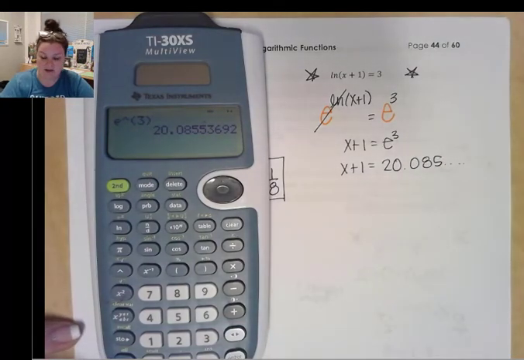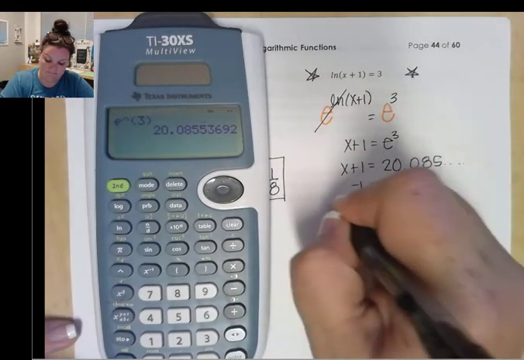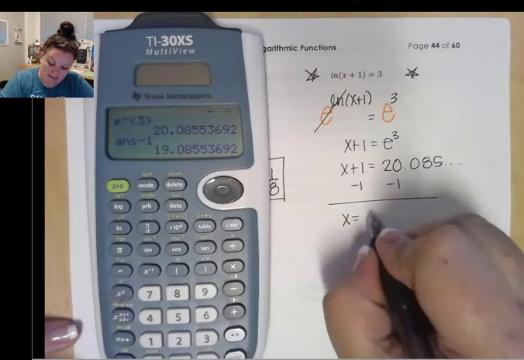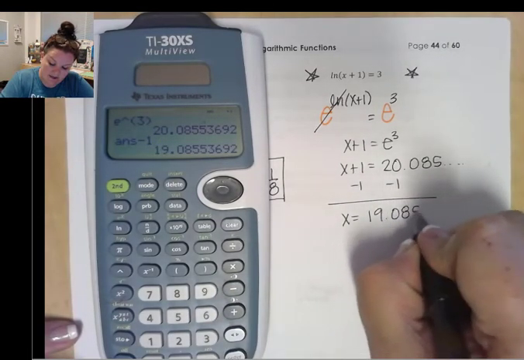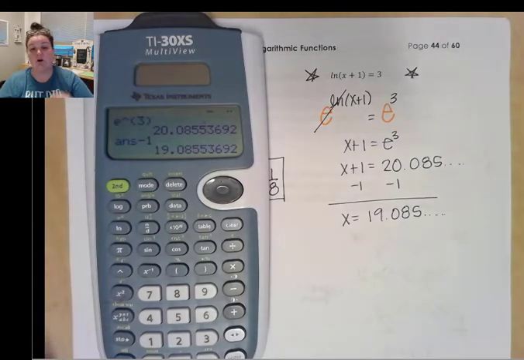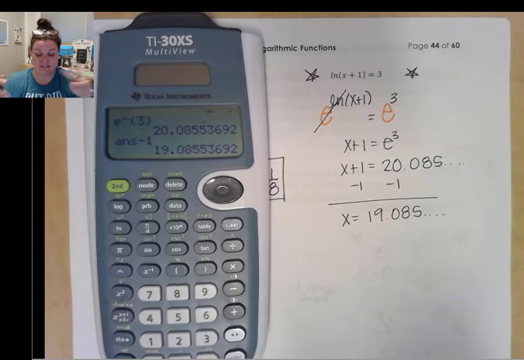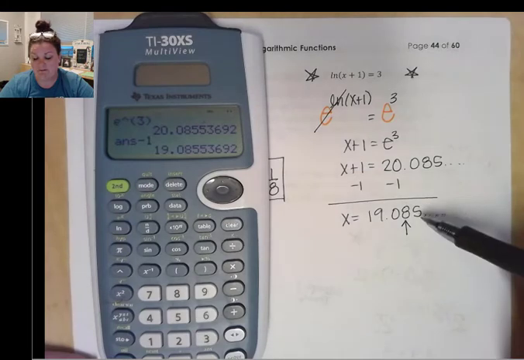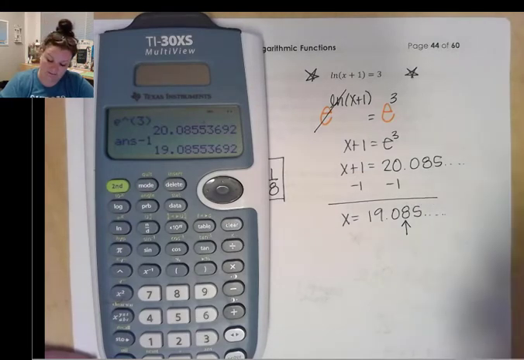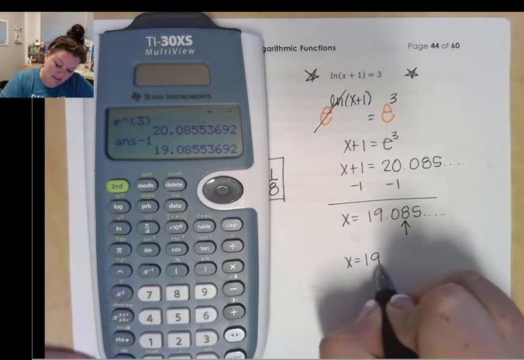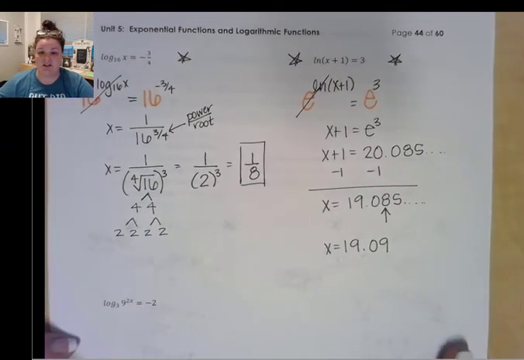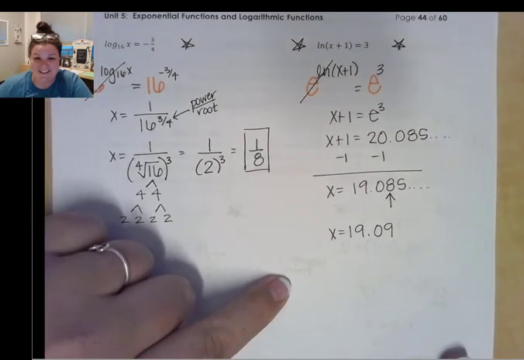Okay, and then to solve for x, I subtract 1. So I have x is equal to 19.085 and a bunch of other stuff. And remember, on all these problems, we're rounding to the nearest hundredth when needed. So that's 2 decimal places. So if I go to my second decimal place, which is an 8, I have a 5 behind it, so that's going to bump it up. So we're going to say this is approximately 19.09.